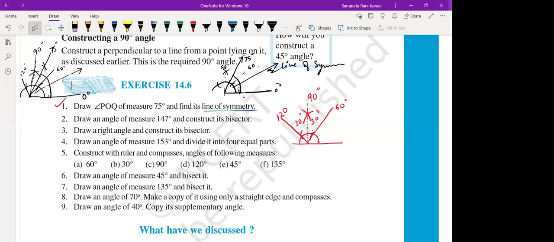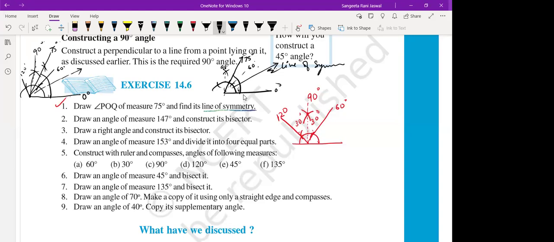This will be between 37 and 38, 37.5 something, because half of 75 is 37.5, no? Okay, ma'am. I got it. And this minute accuracy comes when your pencil is nicely sharpened. You got the same? Yes, ma'am. Good.